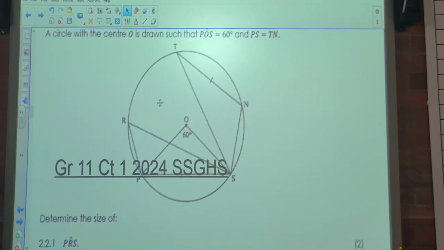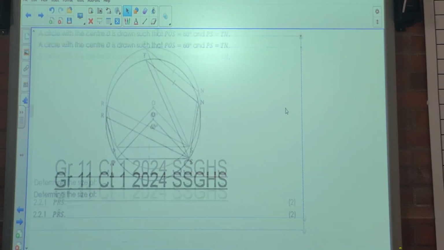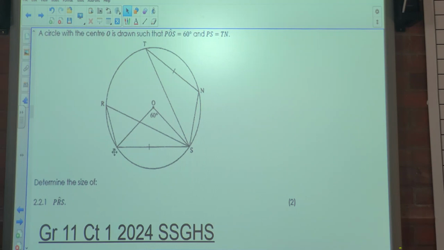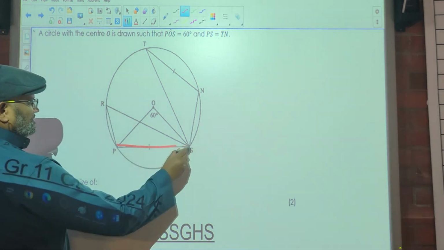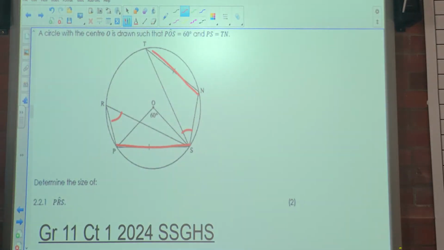Number 2.2. A circle with center O is drawn such that POS is 60 degrees and PS is equal to TN. People, if these lengths are equal, what do we know? We know that angle R is equal to angle S. Why? Equal chords subtend equal angles on the same side.